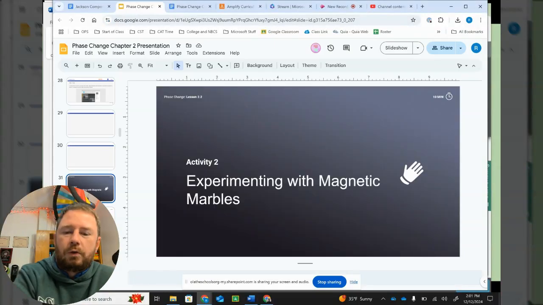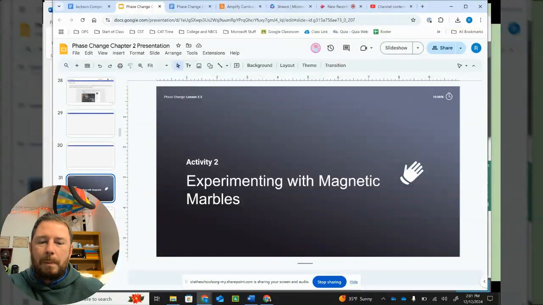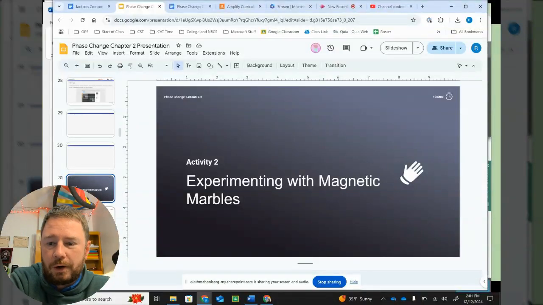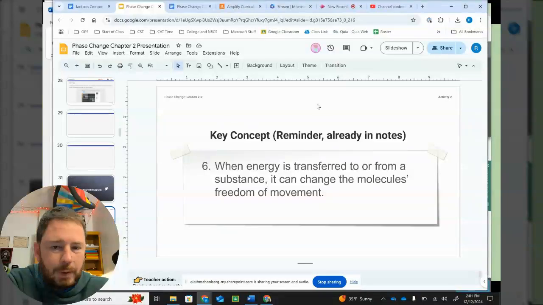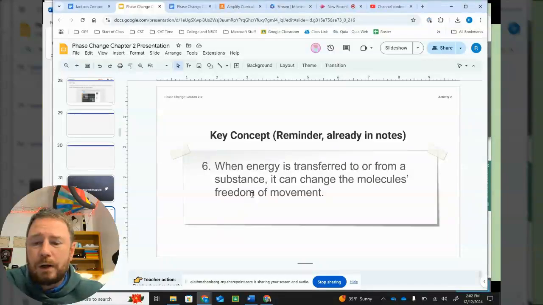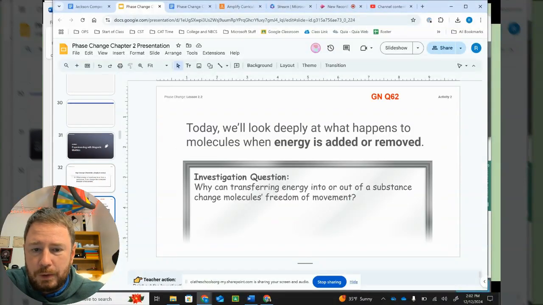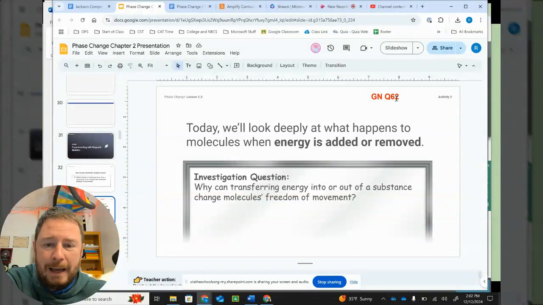Okay, so we are going to do a quick demo or experiment with some magnetic marbles to demonstrate what is going on with the molecules during a phase change. So first of all, we have this key concept number 6. We've already written it down. This is just a reminder. When energy is transferred to or from a substance, it can change the molecule's freedom of movement. So you can add energy to increase the freedom of movement, or you can remove energy to reduce the freedom of movement. Today, we're going to look at what actually happens to molecules when energy is added or removed.